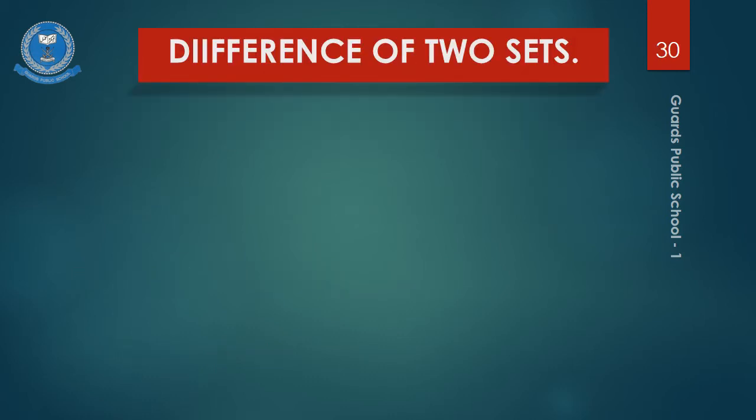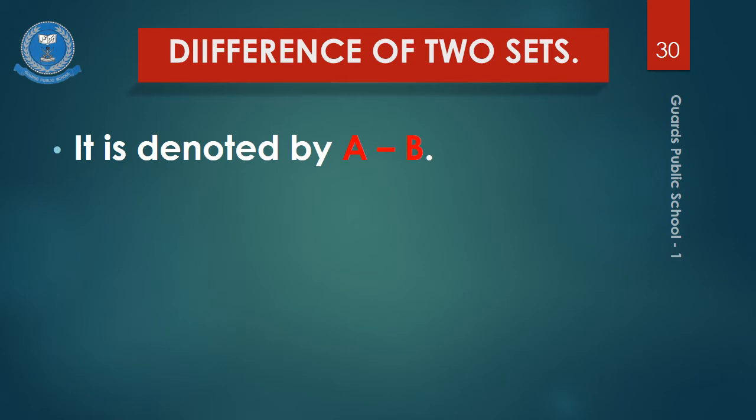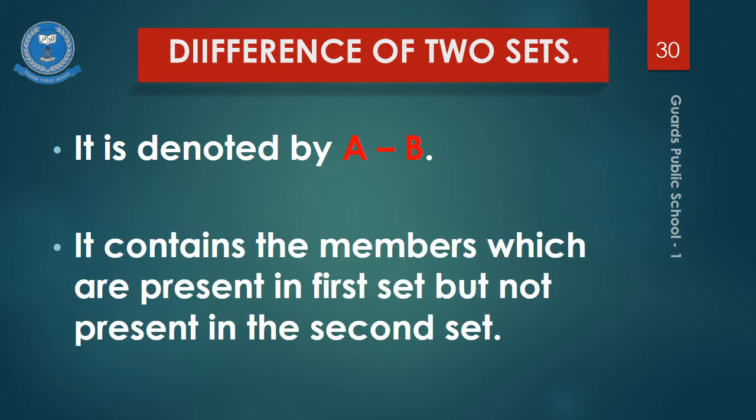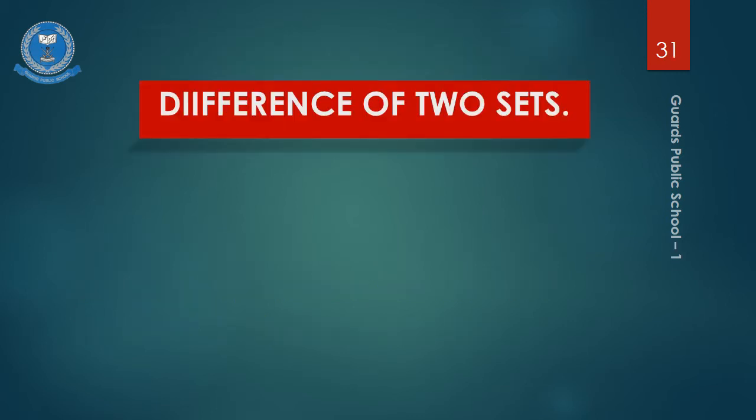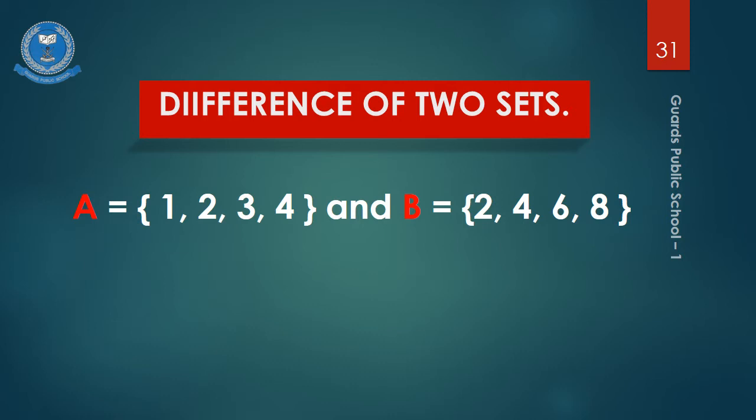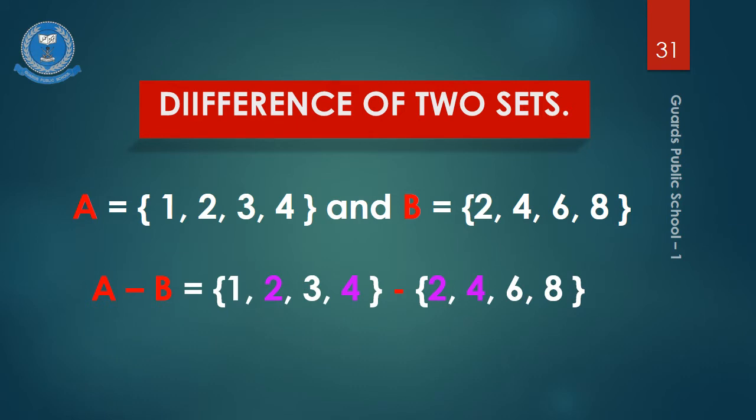Difference of two sets. It is denoted by A minus B. It contains the members which are present in the first set but not present in the second set. Consider the example. Set A is equal to {1, 2, 3, 4}, and set B is equal to {2, 4, 6, 8}. For finding A minus B, first list the members of set A, which are 1, 2, 3, 4. Then the difference sign, then list the members of set B, which are 2, 4, 6, 8.